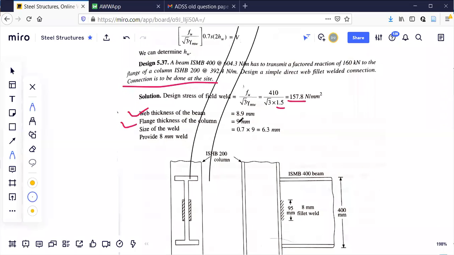So from the steel table, you will find that the web thickness of the beam is 8.9 mm. The flange thickness of the column is 9 mm. So 0.7 times whichever is higher out of these two. That was what I was telling there. 0.7 times 9 is 6.3. So you can very well choose 6 mm and solve it.